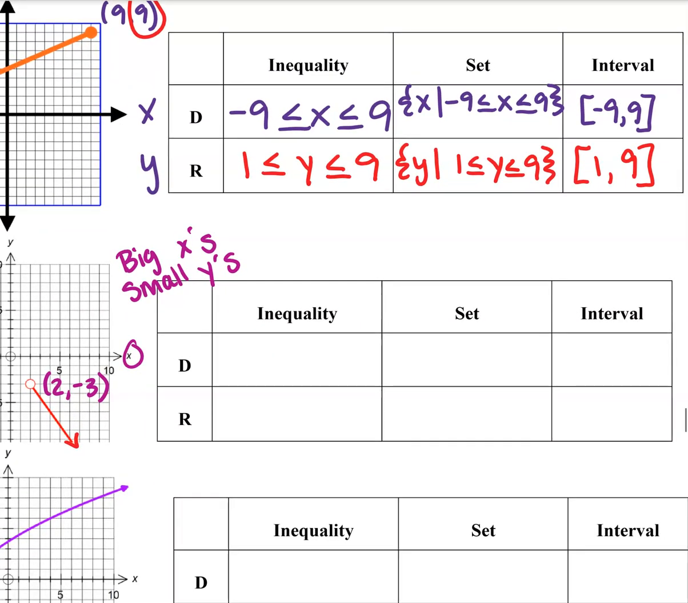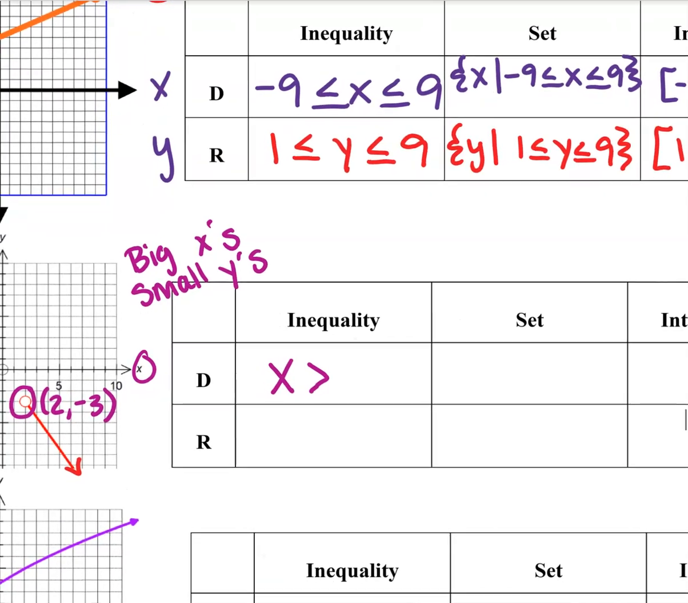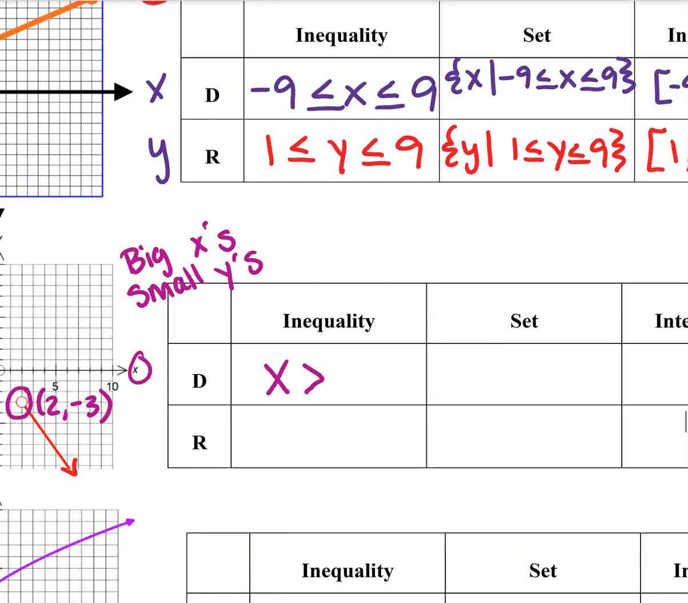This one might be easier to start with the inequality on. So since the x's are getting bigger, I'm going to say x is greater than. I'm not going to put the or equal to because this dot right here is open. So we don't need to put an or equal to. So x is greater than 2 because that's the x. For my set, I can go ahead and jump into that. The set of all numbers x such that x is greater than 2.